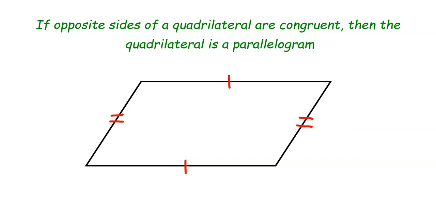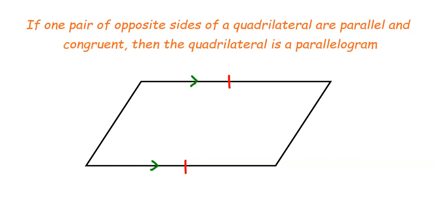The next property that we saw of parallelograms is that opposite angles are congruent, but we can actually take the congruent sides a little bit further to show that a quadrilateral is a parallelogram. So, for example, if one pair of opposite sides of a quadrilateral are parallel and congruent, they have to be both parallel and congruent, then the quadrilateral is a parallelogram. So go ahead, pause the video, copy this down, come back when you're ready to move on.